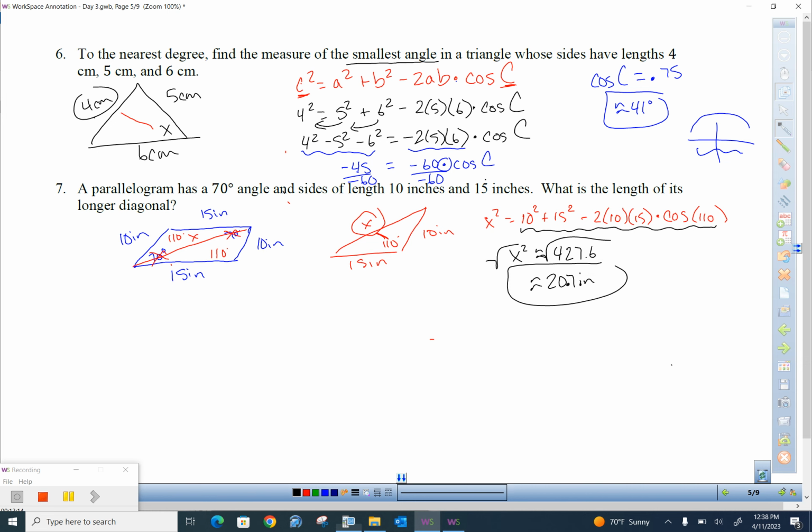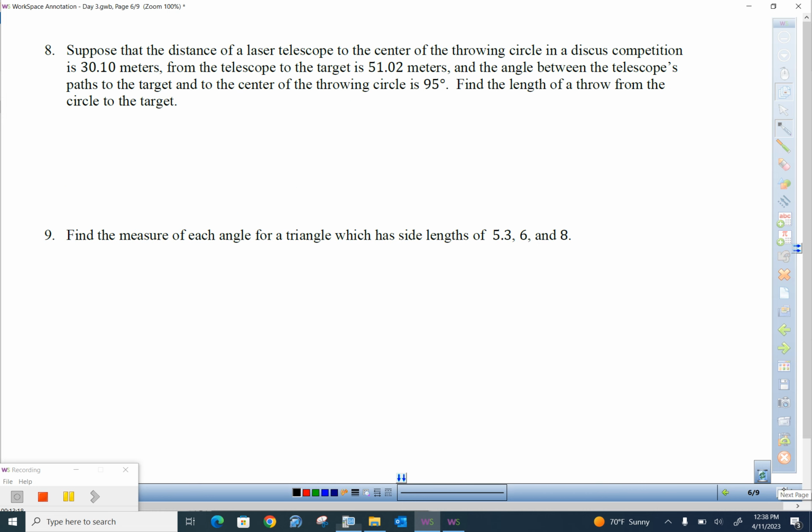Okay. What I'm going to have you do now, since we've gone over one with the sides and one with the angles, is I want you to pause the video and try 8 and 9 for me, and then we'll go over it when you come back.